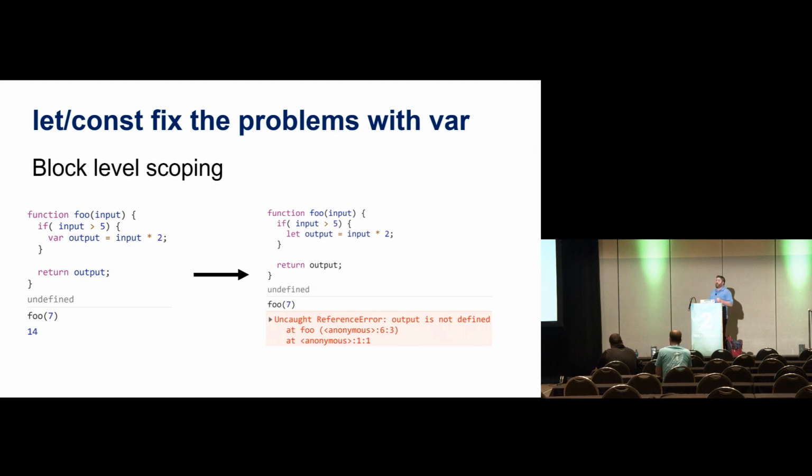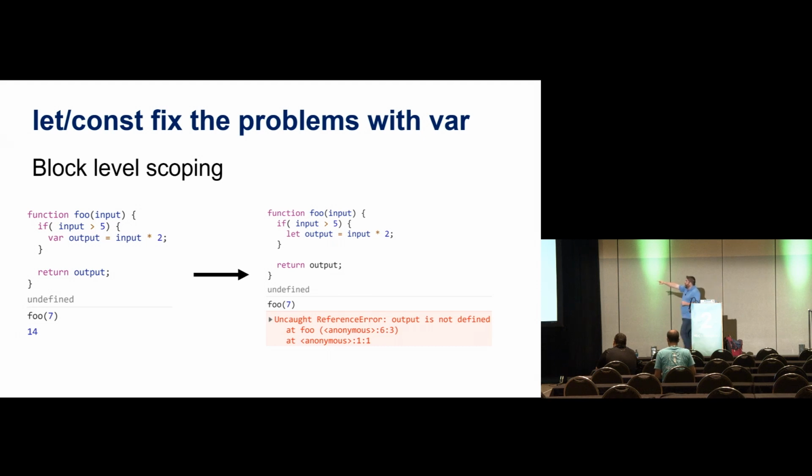Now we get reference error: output is undefined. Another nice thing in ES 2015 is that if you're writing ES 2015 code, you're automatically in strict mode. So using undeclared variables is not allowed anymore.